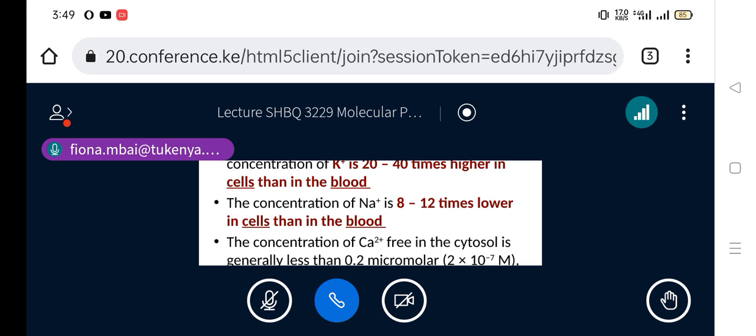I'll let you copy this down because it's very important to have this background as we go along, because now we are going to look at specific examples of ionic balance and the physiology of that ionic balance in different situations in human physiological systems. So I'll let you copy this down. Two minutes.